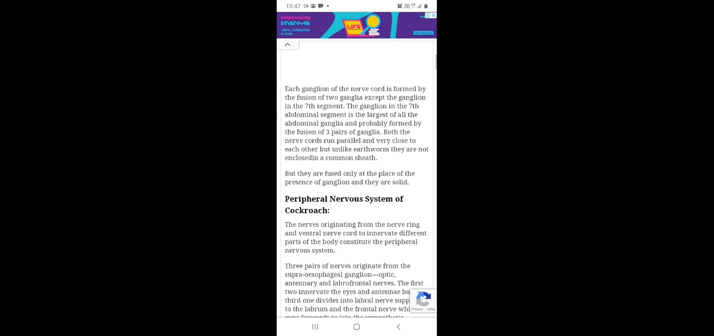Further, the nerve cord has 6 ganglia in the abdomen, which lie in first, second, third, fourth, fifth, and seventh segment. Each ganglia of the nerve cord is formed by the fusion of two ganglia, except the ganglion in the seventh segment. The ganglia in the seventh segment is largest of all the abdominal ganglia, and it is formed by the fusion of 3 pairs of ganglia.